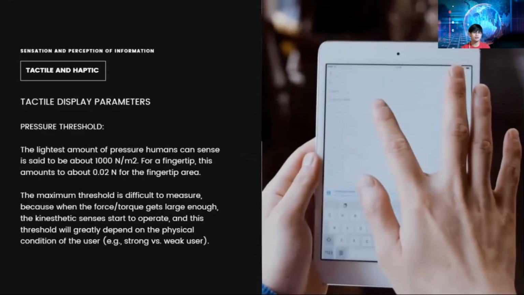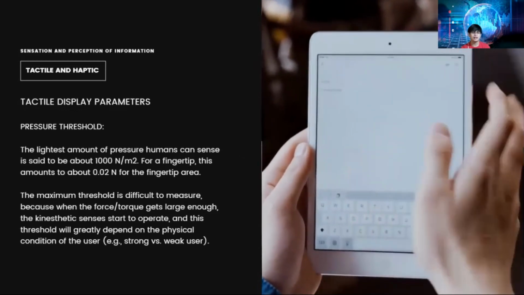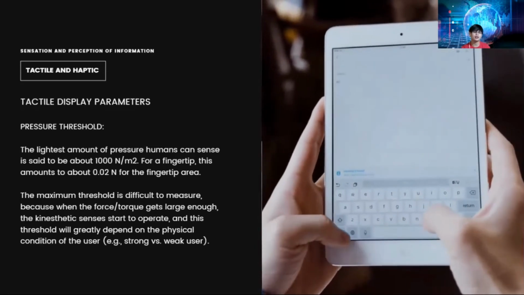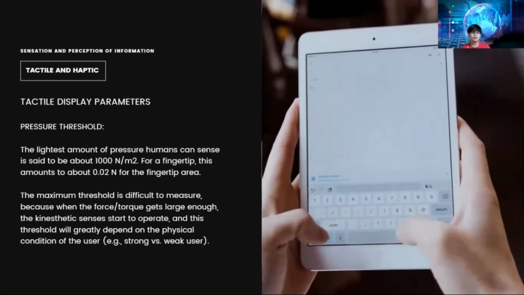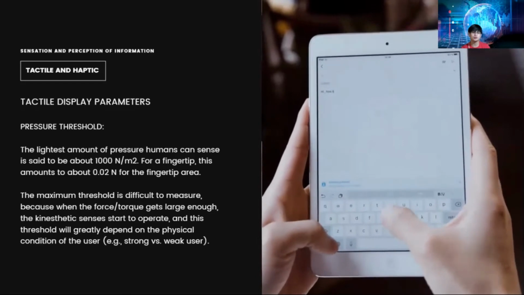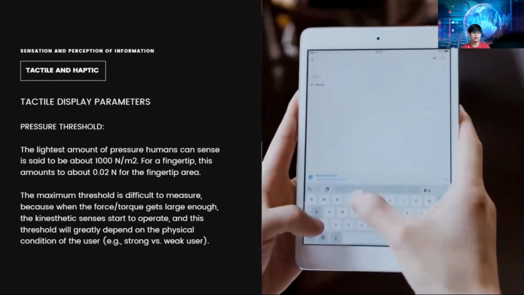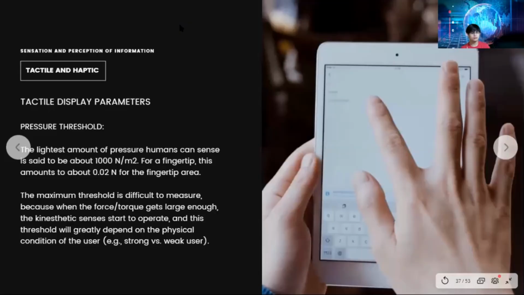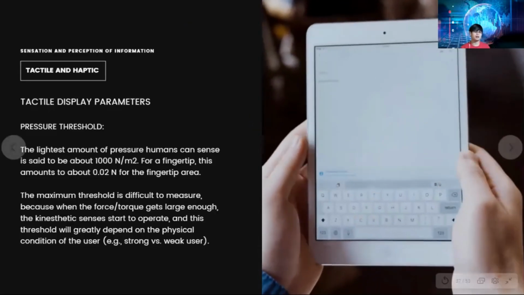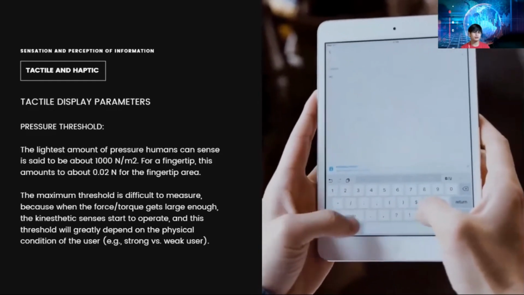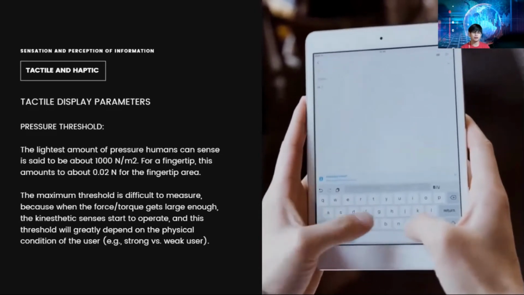Next is the pressure threshold. The lightest amount of pressure humans can sense is said to be about 100 N/m². For a fingertip, this amount is about 0.02. By the way, when we say N/m², this is Newton per meter squared, the unit used in touch.